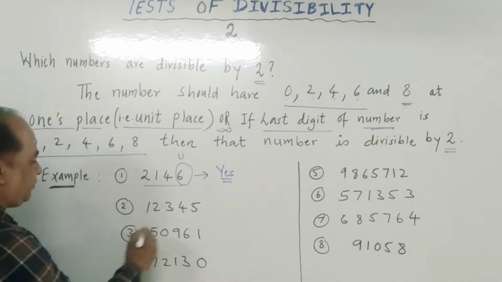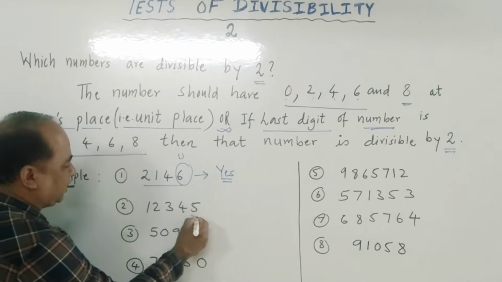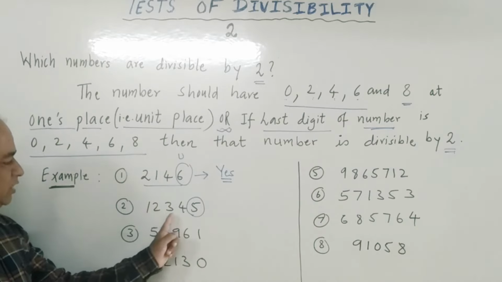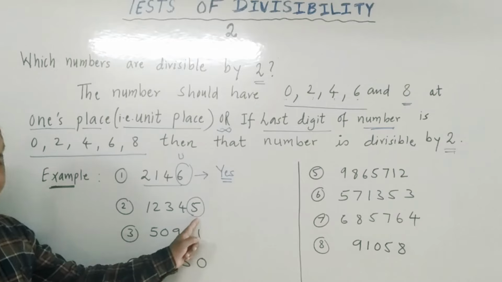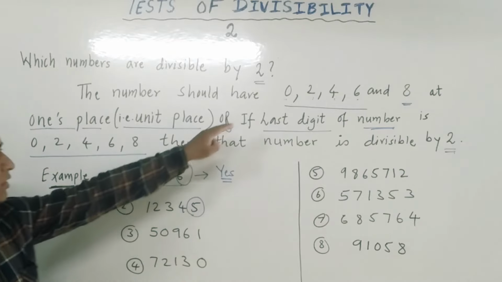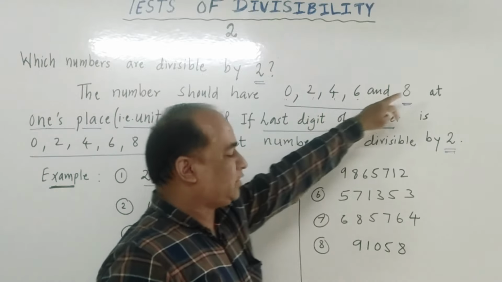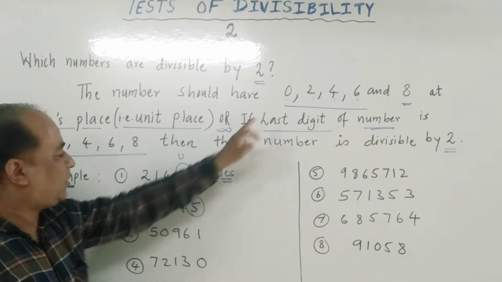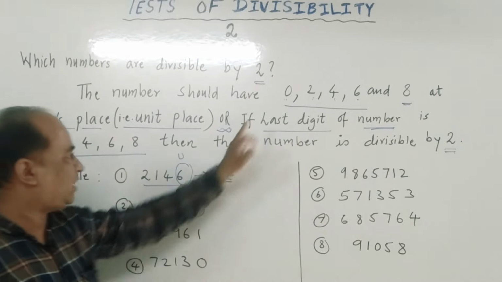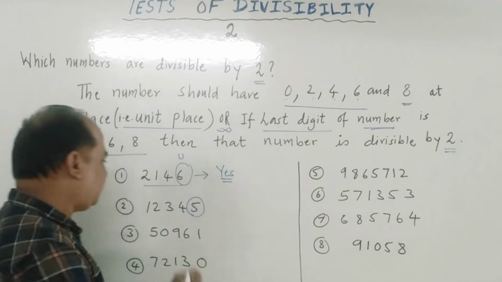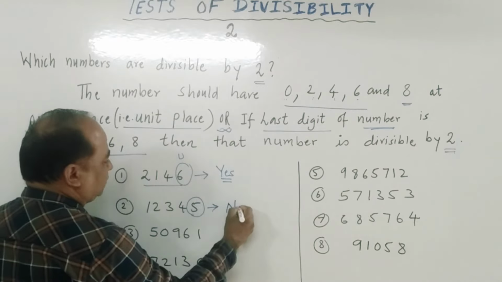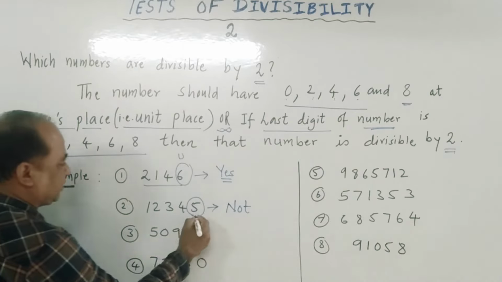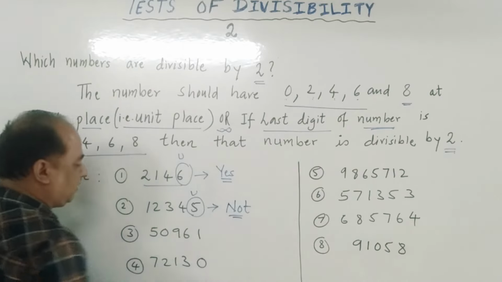Now the second example, 12,345. The last digit is 5. So here we don't have an even digit. These are the even digits, and 5 is not in this list. So this number is not divisible by 2, as the last digit at the unit place is 5.